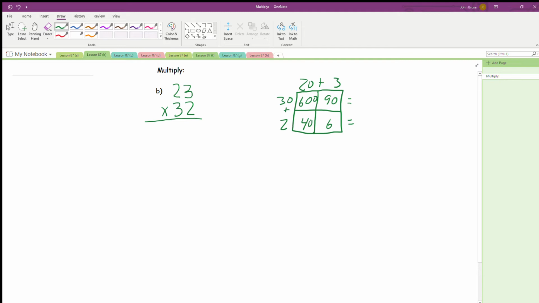600 plus 90 is 690. 40 plus 6 is 46. And then we add those two numbers, and that gives us 736. There's our answer.